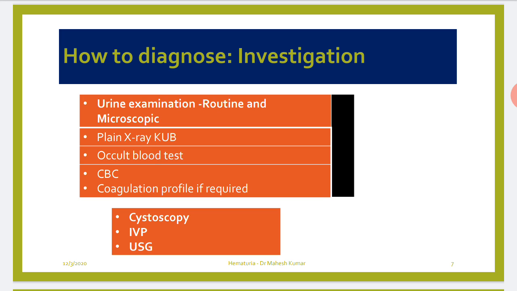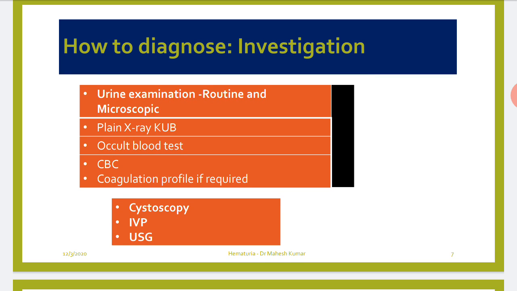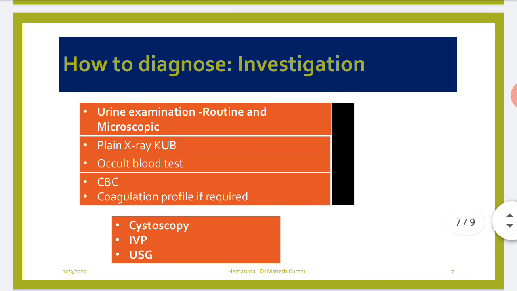The next investigation is the plain X-ray of the kidney, ureter and bladder region. The plain X-ray KUB is an important investigation. It shows an enlarged kidney in cases of polycystic kidney disease or renal cell carcinoma. The radio-opaque shadow in plain X-ray shows the existence of renal stones, ureteric stones and bladder stones. Most renal-origin stones are radio-opaque and are easily seen in the plain X-ray KUB region. This is very helpful in diagnosing stone cases due to the appearance of the radio-opaque shadow.